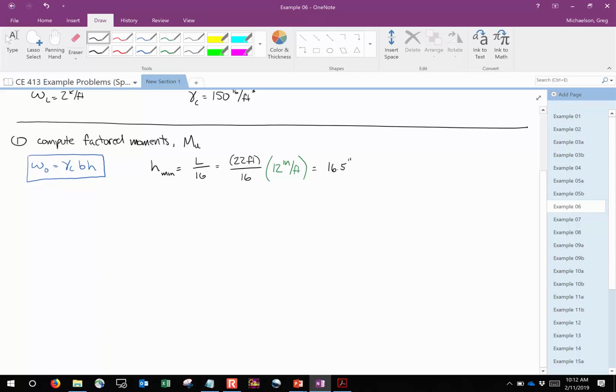And then you need a beam width. A good rule of thumb, at least for our purposes right now, is to take that beam height and divide it by 2. And you can pretty much always do that at this stage just to get an idea of an initial beam weight. So that's going to be what? 8.25.